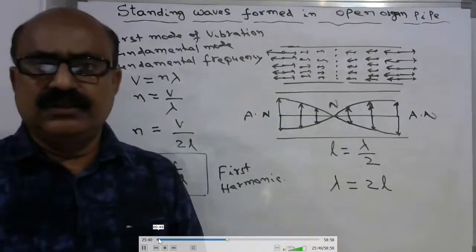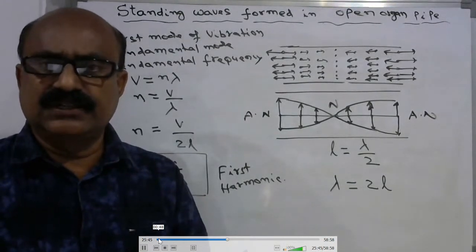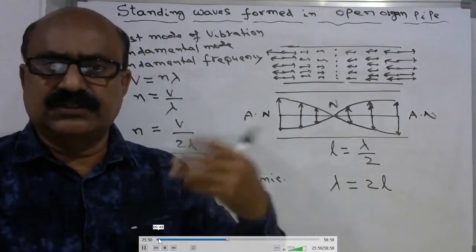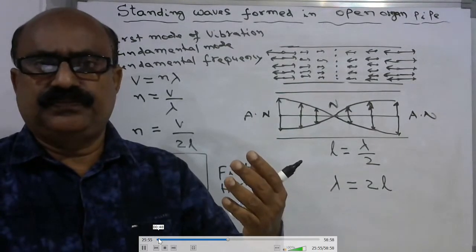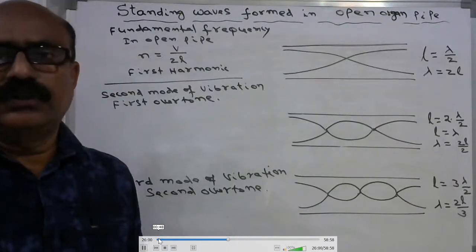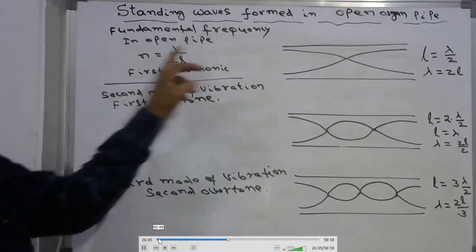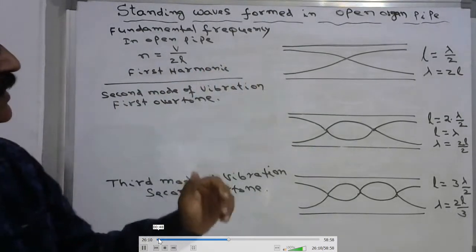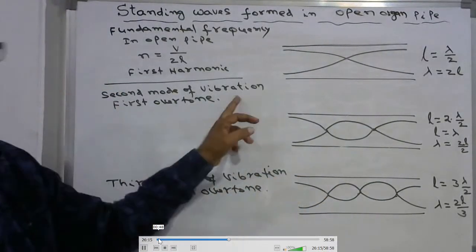Now let us see what will be the next mode of vibration. At the same time we can listen for the same length with different notes. Let us see the second mode of vibration, which is also called the frequency corresponding to first overtone. Already we have discussed the fundamental frequency of the open pipe is n equal to V by 2L. This is also called first harmonic. Now let us go to the next mode of vibration, that is the second mode of vibration.